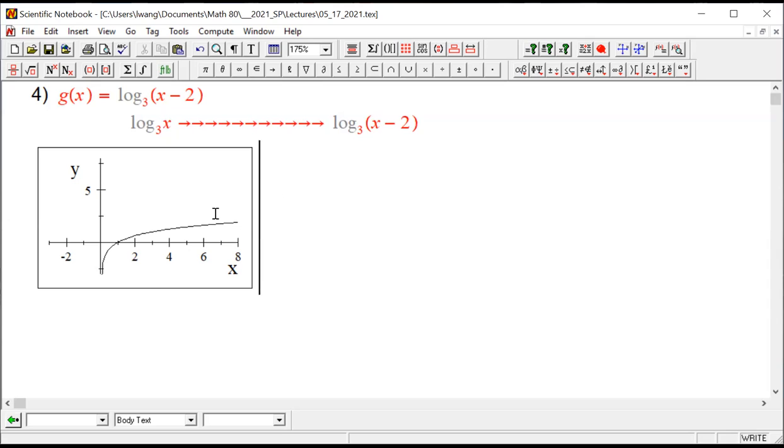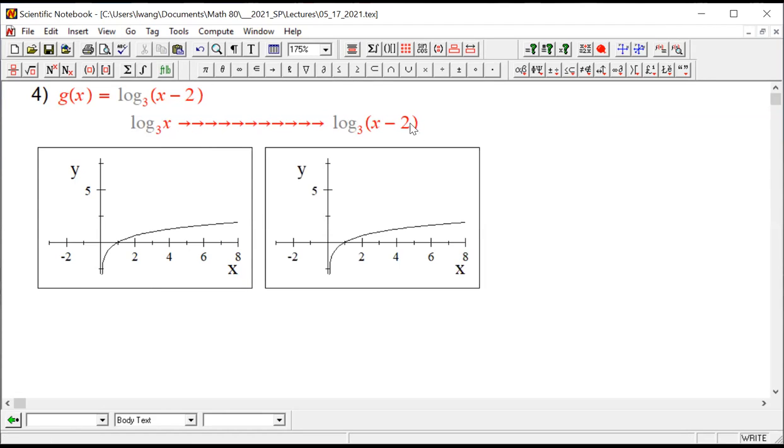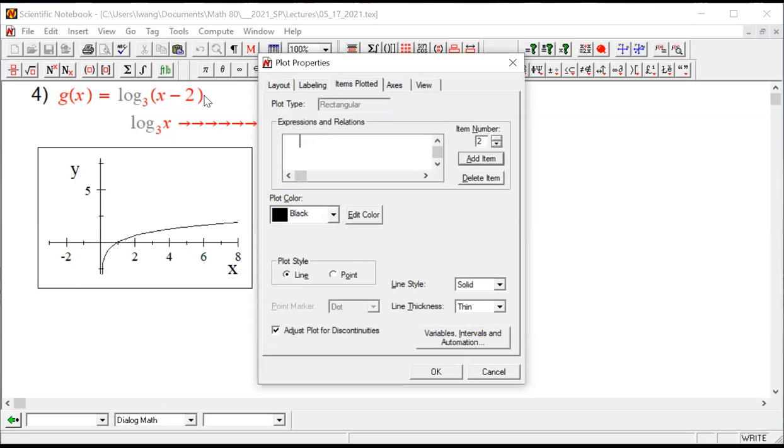What kind of shifting is this? Up or down, left or right? This is going to be a shift to the right. By how many units? By 2 units. Okay, 2 units. So let's graph that.